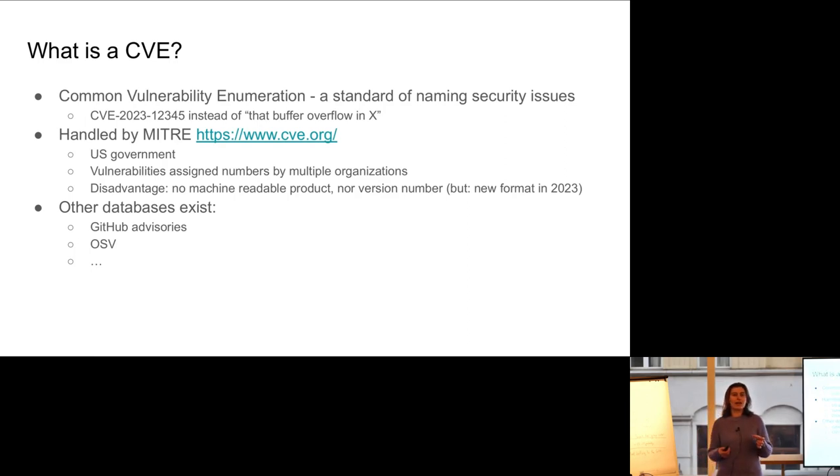The CVE allows you to identify a specific vulnerability. The format has its age and it shows a little bit, because the original format of CVE doesn't have a machine-readable version number and product name. So in the text, it says, in that software, something happens.